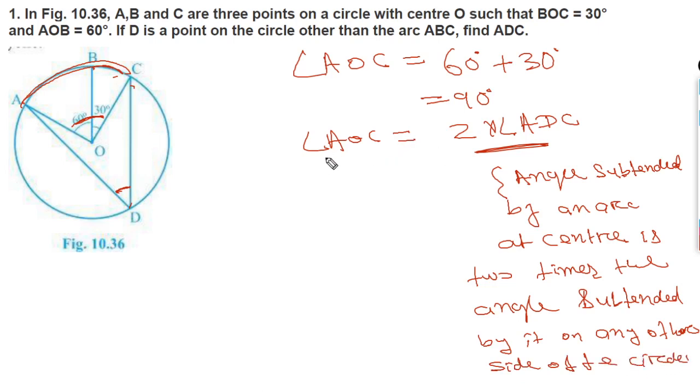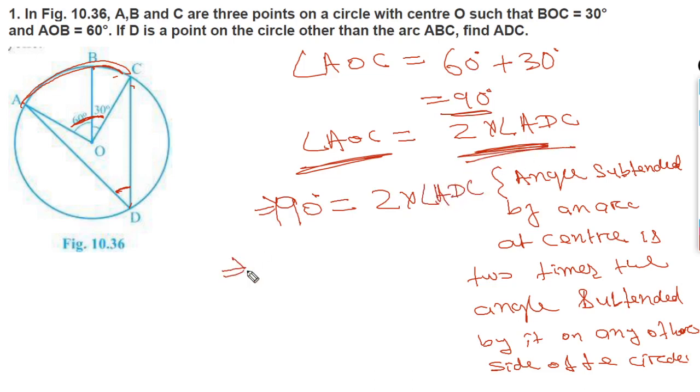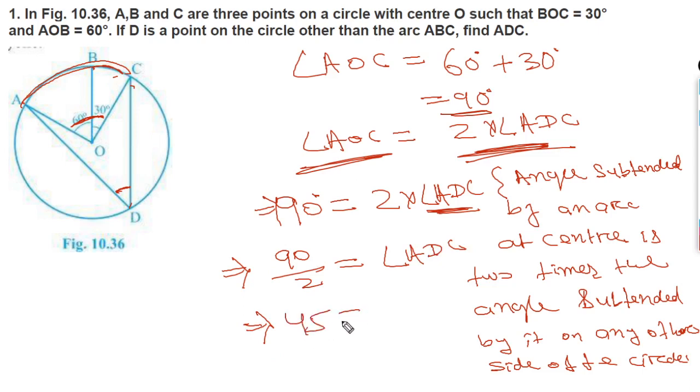Okay, so angle AOC is equal to 2 times angle ADC, implies that you can write angle AOC, you know the value, that is 90 degree. So 90 degree is equal to 2 into angle ADC, implies we need angle ADC, so 2 will be divided here. So 90 by 2 is equal to angle ADC, which will be equal to 45. So angle ADC is equal to 45 degree. So this is the solution for question number 1.